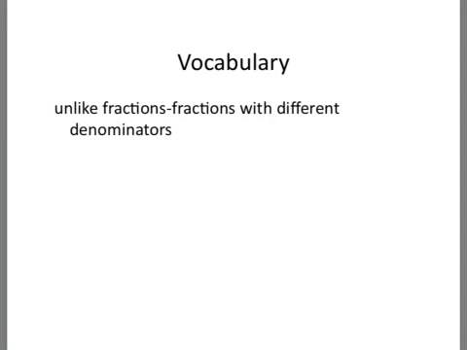So here we are with the only vocabulary word in this section, and that's unlike fractions. Those are fractions that have different denominators. So if I have, let's say, 1/2 and 3/5, these are definitely considered unlike because the denominators are not the same. When we have unlike fractions and we want to add them together, we're going to have to rewrite the fraction and make those denominators the same. So we want to make them like fractions. So we'll see that in our next example.